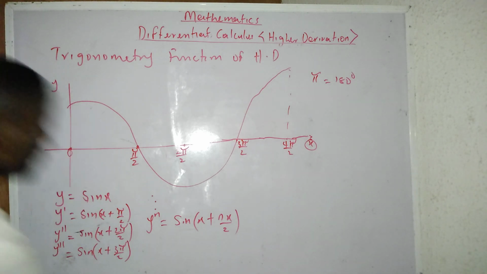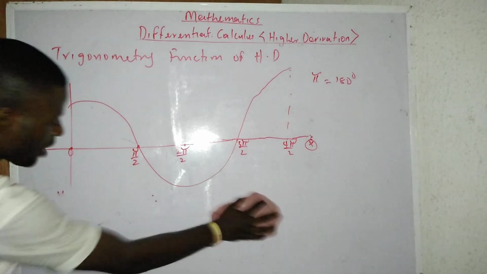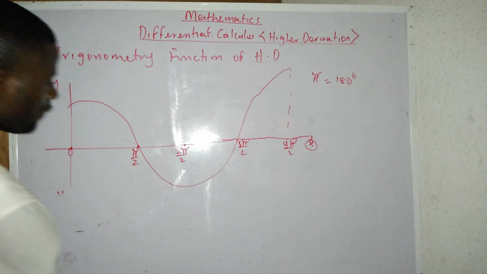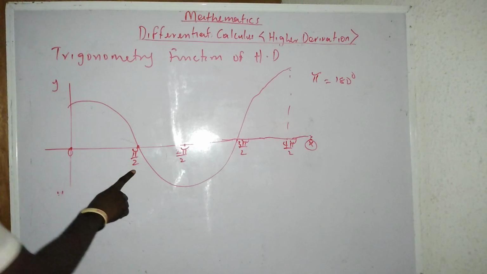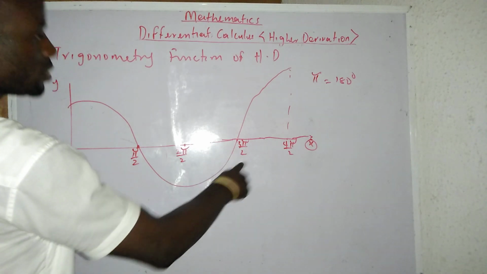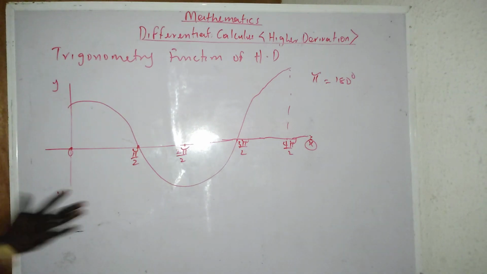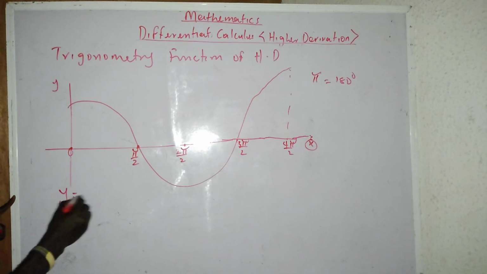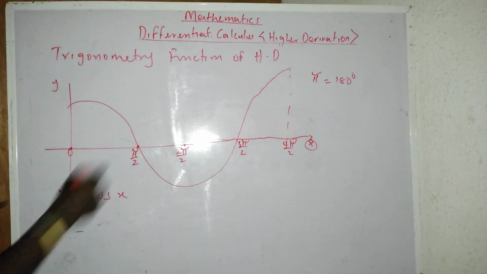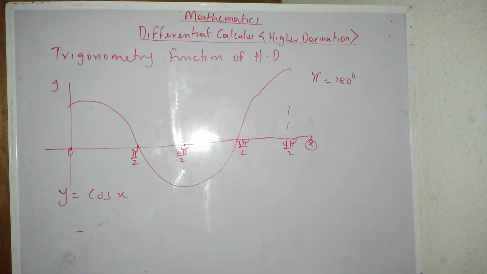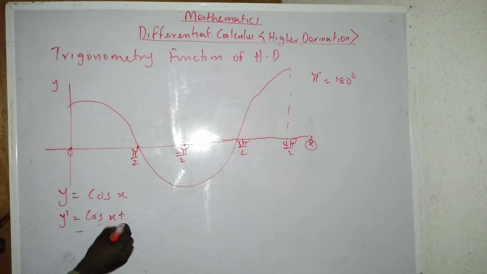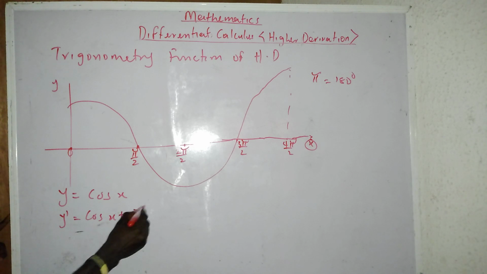I can do the same thing for cos. This is 0 period, first period, second period, third period, and so on. Now, if I have my y equals cos x, this is at 0 period. At the first period, I will have cos of x plus 2 pi all over 2.